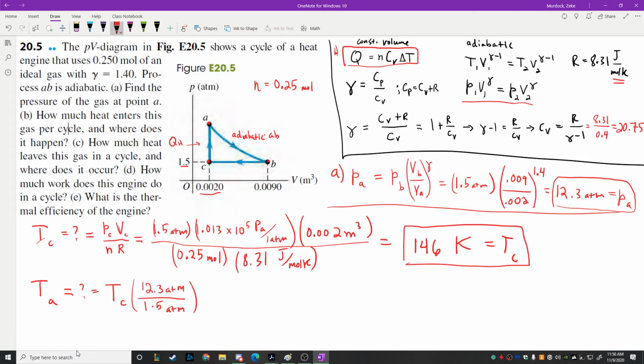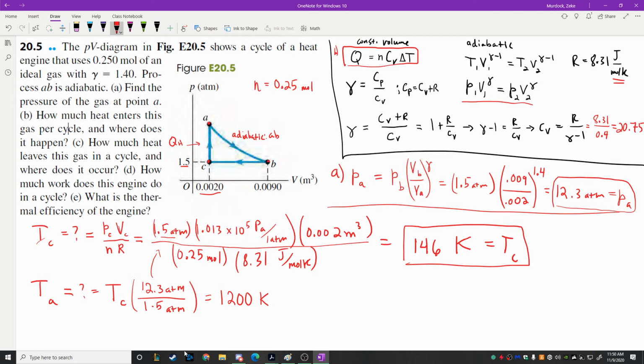You're going to be doing exactly the same calculation, except you're just going to replace the 1.5 atmospheres with 12.3 atmospheres, right? Everything else is the same, because the volume at point A is the same as the volume at point C, and the number of moles is the same, all that kind of stuff. So you can either just do the same calculation and plug 12.3 in there, or you could just do this ratio. And then I got basically, well, let's write it as 1200 Kelvin.